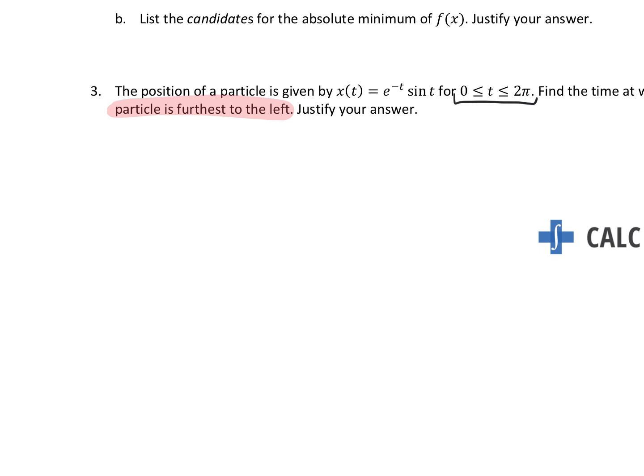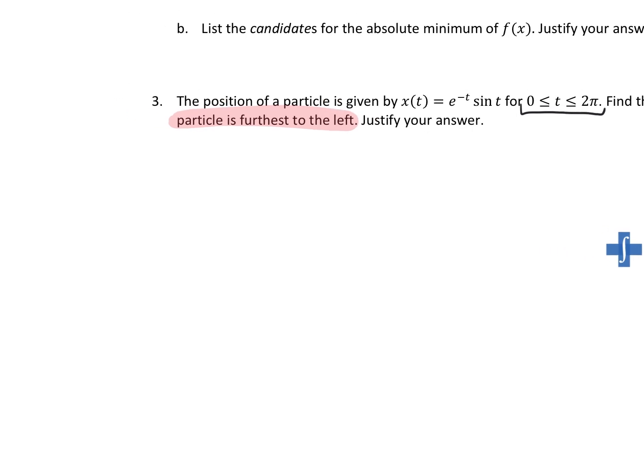It is the most negative. That's exactly right. So we want to find when our derivative is less than 0, and specifically when it is farthest to the left or the most negative. So we're finding the absolute minimum. But to start us out, we have to take the derivative. The derivative of this one, we are going to have to use product rule and chain rule.